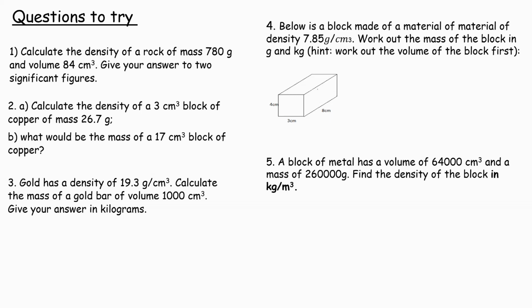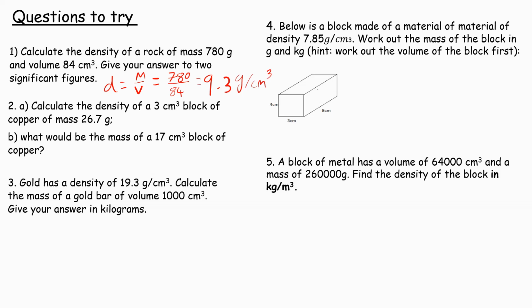Okay, let's go through the answers. So for the first question, we want the density. So density is mass over volume. So the mass is 780 grams and the volume is 84 centimeters cubed. So if I work that out, we should have 780 divided by 84. I want it to two significant figures, so it should end up to be 9.3 grams per centimeters cubed.